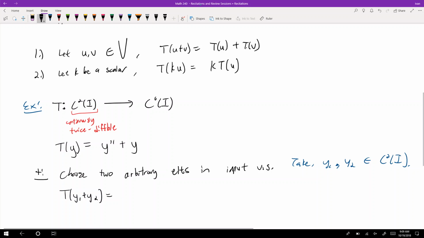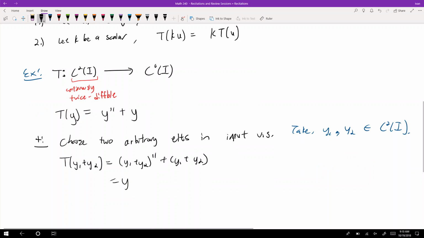So what is this equal to? Well, okay, so T of y was y double prime plus y. So now everywhere we have a y, we just replace it with y1 plus y2. So we get (y1 plus y2) double prime plus (y1 plus y2). We can distribute this double prime. So plus y1 double prime plus y2 double prime plus y1 plus y2.